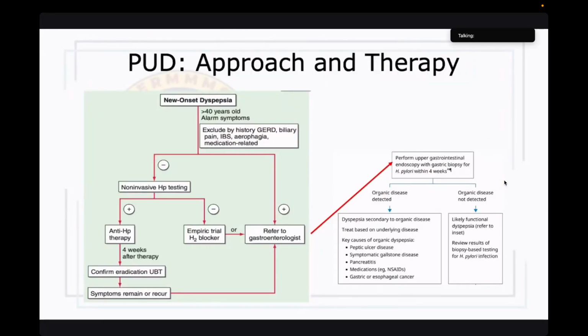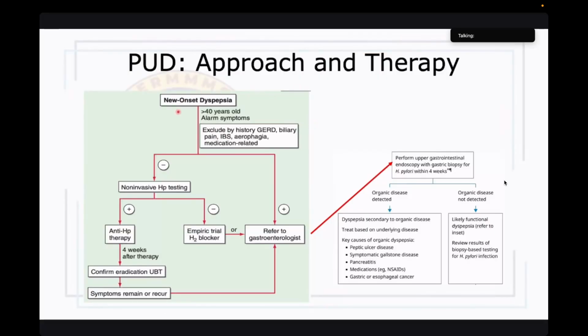So when we have patients with suspected peptic ulcer disease, first we consider the age of the patient. Again, the age is controversial, so it's somewhere between 40 to 55 years old. We also check for alarm symptoms. So if it's negative for both, we can do non-invasive H. pylori testing, and if it's positive, we treat for H. pylori and then we confirm eradication. If the H. pylori is negative, we can give a trial of actually proton pump inhibitors and not H2 blockers. So if persistent, we refer to a gastroenterologist.